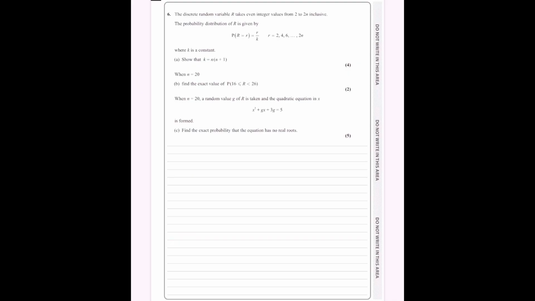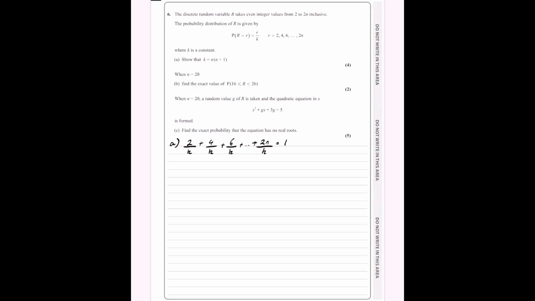Right, question 6 is the discrete random variable. So we've got a little formula to work out the probability of each one of them. Now we know if we add them all together, they have to sum to 1. So essentially plugging 2, 4, 6, etc. in for my values of r up to 2n and summing them, that's going to be equal to 1.